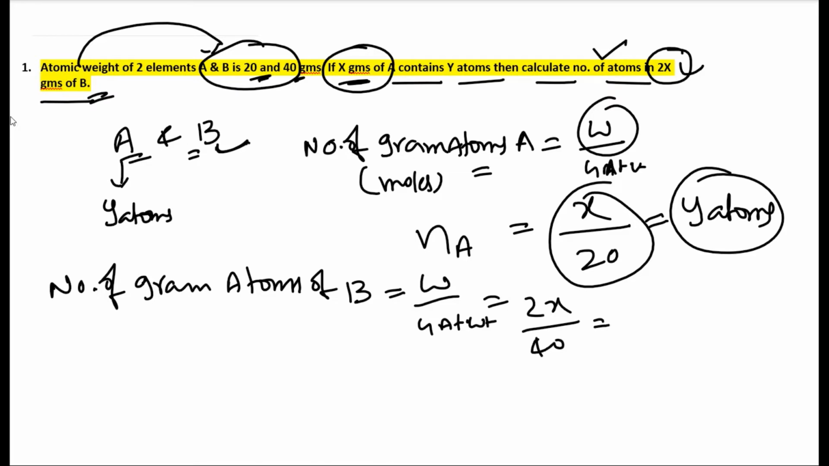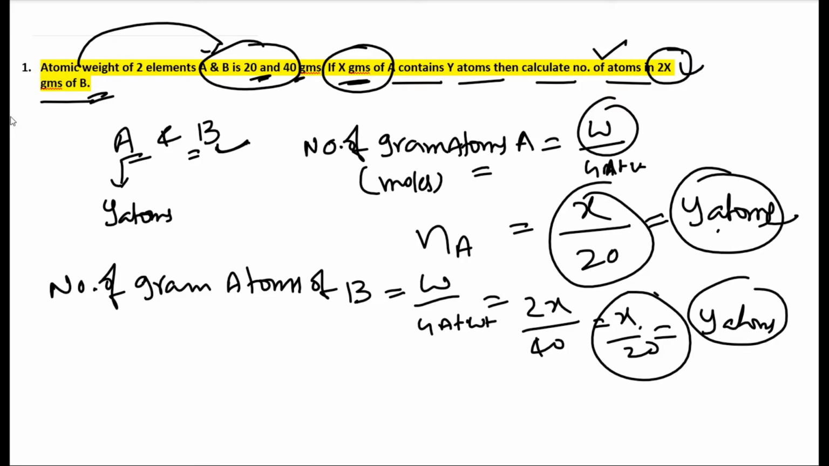x by 20 means the number of moles is equal, or not, tell me. Both are equal, which means the atoms are also equal. The number of atoms present in A is Y atoms. Similarly, the number of atoms in B is also Y atoms, because x by 20 and x by 20 are both the same. So Y atoms. This is problem number 1.